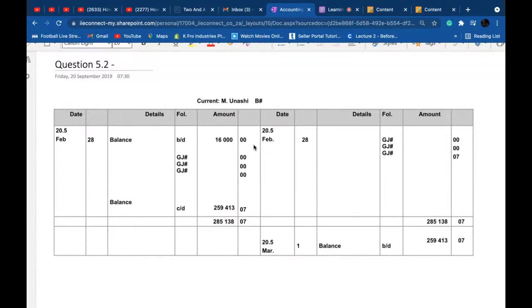Okay, cool. So let's read. Let's see what's going on over there. Under the required, it says prepare the partner's current accounts in T form, in the general ledger of Teamwork Galore for the year ended 28 February 2005. Round all amounts to the nearest rand. Okay. So we're doing exercise 5.2. And then they just want us to do the general ledger for the current accounts for the respective partners.